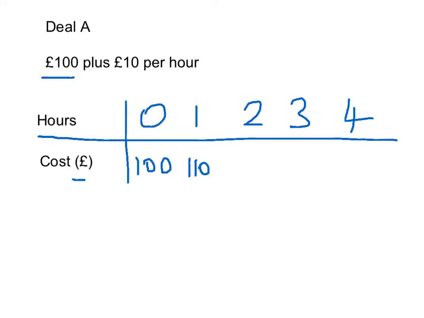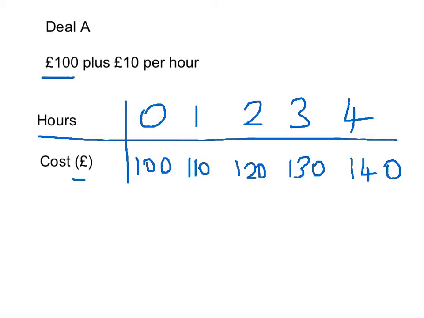£110. For 2 hours work, it's going to be still the £100, then 2 lots of £10, so it's going to be £120. For 3 hours, it's going to be 3 lots of 10 plus the 100, so it's going to be 130. And very quickly you can see that actually these numbers are just going up by 10 each time, so that one's 140. And of course in your example you're going to go all the way up to 10 hours to see how much it costs for 10 hours.